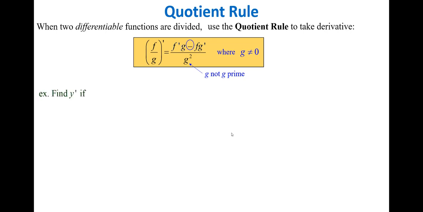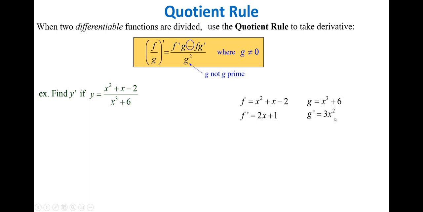For example, if you're asked to find y prime, given that y is equal to a numerator of x squared plus x minus 2, and a denominator of x cubed plus 6, then f would just be the numerator, right? If I'm putting it in this format, x squared plus x minus 2. G would be x cubed plus 6, the denominator. And just like with product rule, I'll get the corresponding derivatives. F prime would be 2x plus 1. G prime would be just 3x squared.